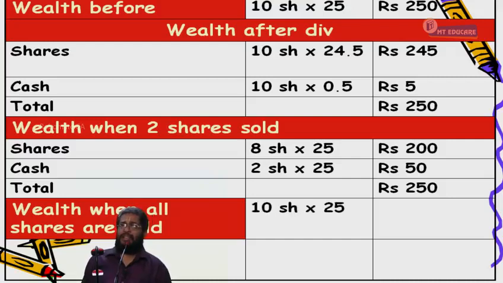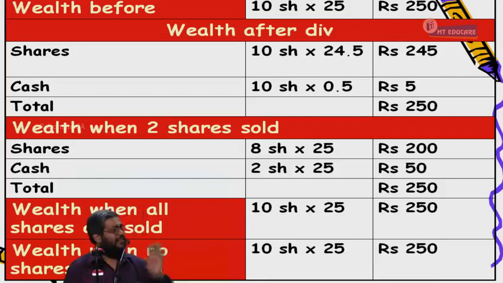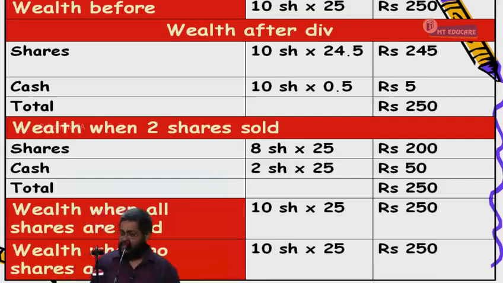Suppose I am going to sell all the 10 shares. In that case, what is the wealth I am going to have? 10 shares into 25, 250 cash. I am not going to do anything, I still hold 10 shares worth 25 each. It becomes 250 rupees. Everybody, are you following or not? That means, whether I declare dividend or buy back, my wealth is protected. Wealth is same or different?